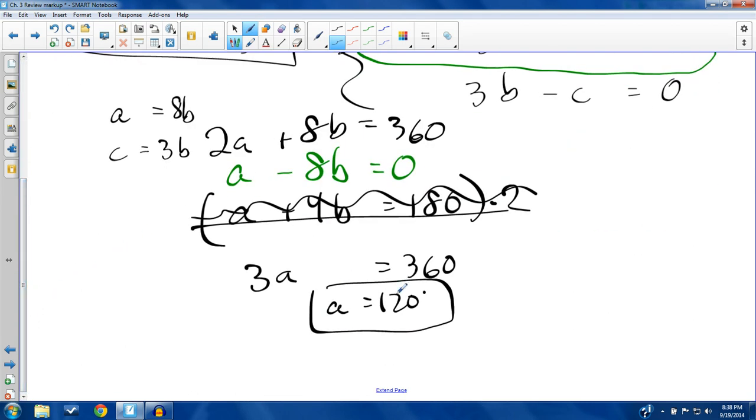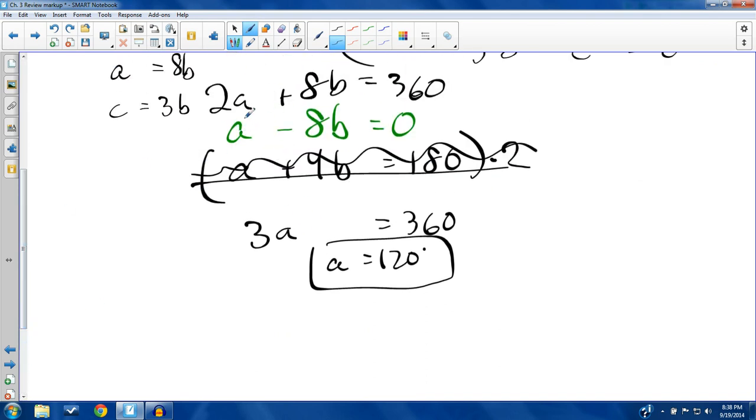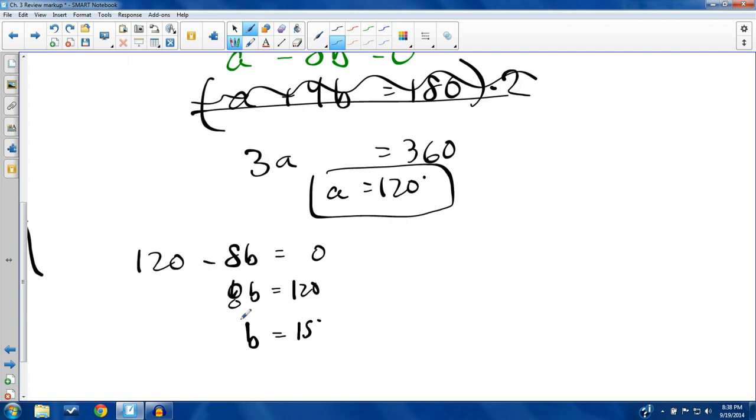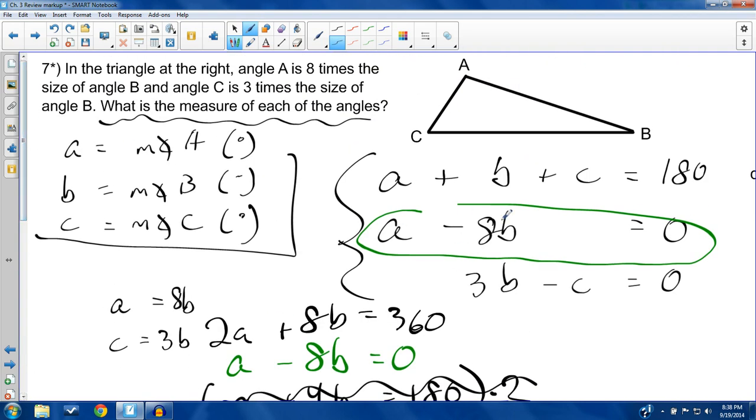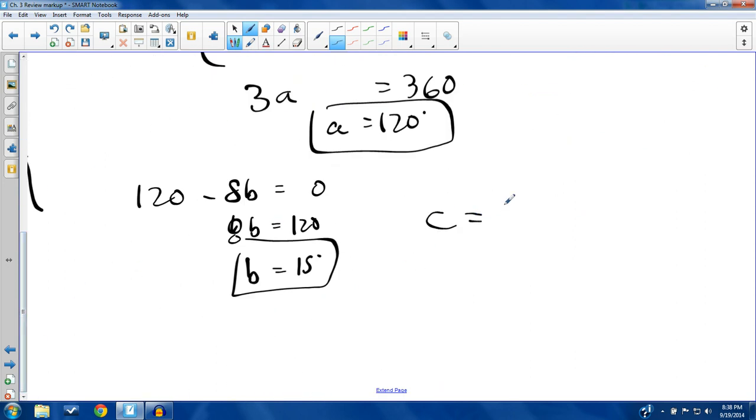Okay, what do I do now? Substitute 120 into somewhere. Anywhere. It looks like I want to substitute it into here. 120 minus 8B equals 0. 8B equals 120. And that would be B equals 15. 15 degrees there for B. Now you can substitute A and B back in one of these equations and solve for C. But if you remember, C is triple the amount of B. So really C is just 3 times 15, which is 45 degrees.